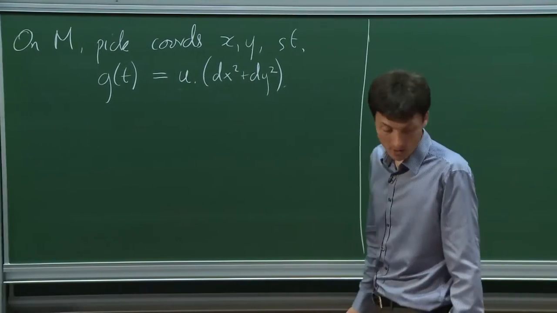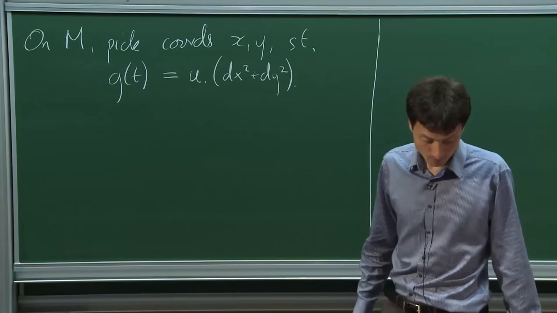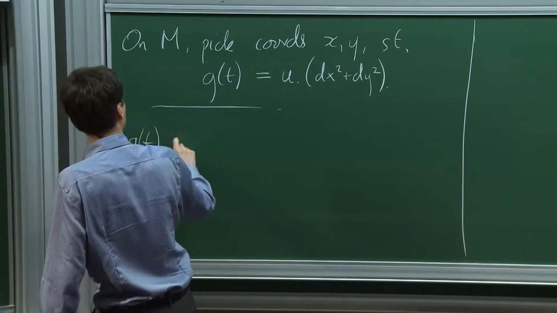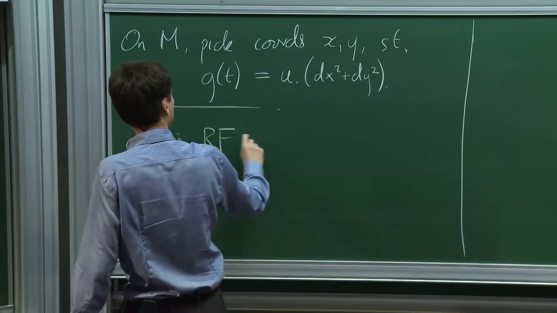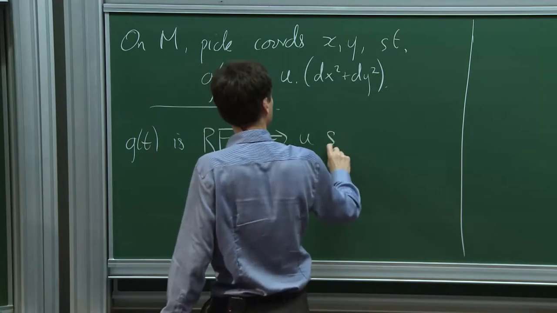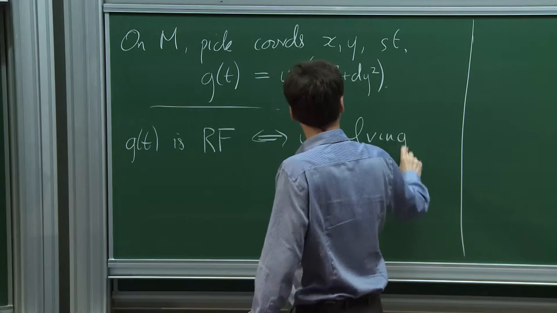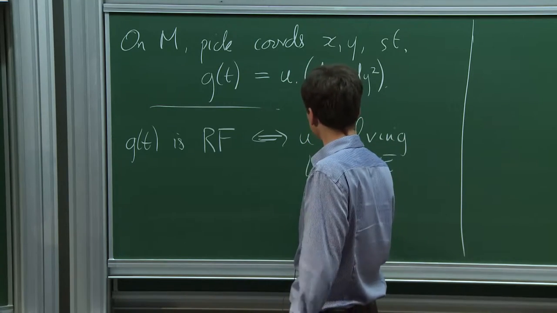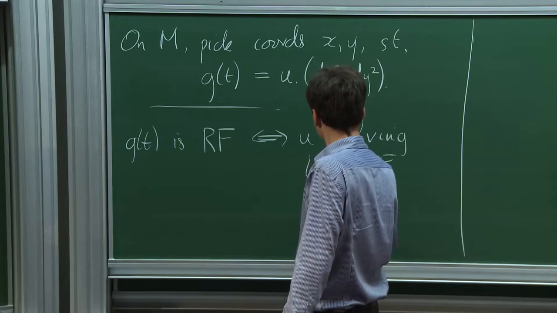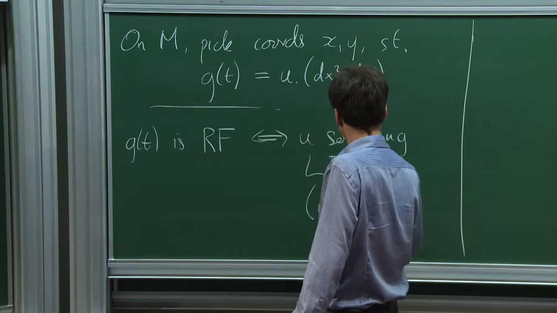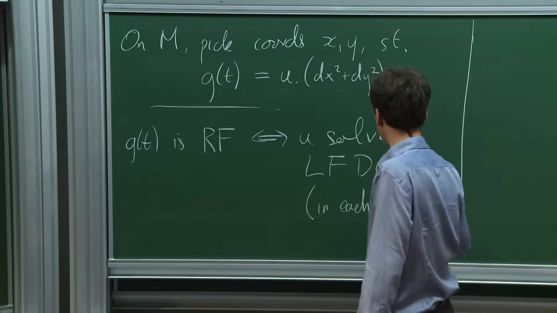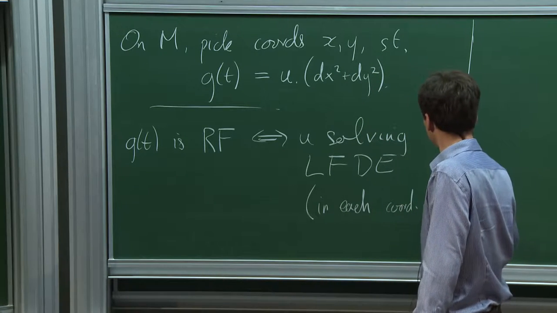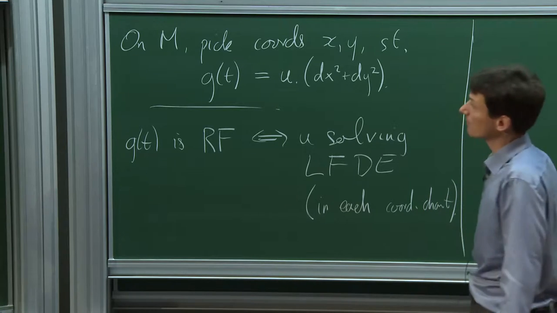And so the connection then is that g(t) being a Ricci flow is equivalent to u solving this logarithmic fast diffusion equation. So I'm not really saying that these equations are equivalent. I'm saying this is being solved in each coordinate chart. Okay.